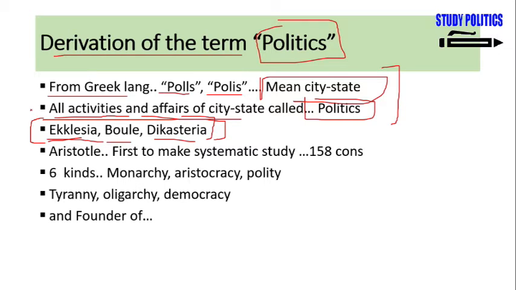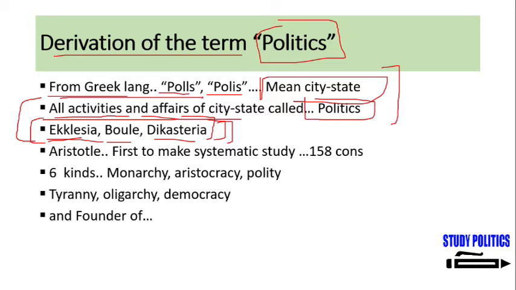Since all the eligible male Athenian citizens used to participate in these political activities and institutions, the whole process and the whole phenomenon becomes political. And the Greeks used to call this whole phenomenon, all these political activities participated in by all the citizens, politics. So this is how the term politics originated.